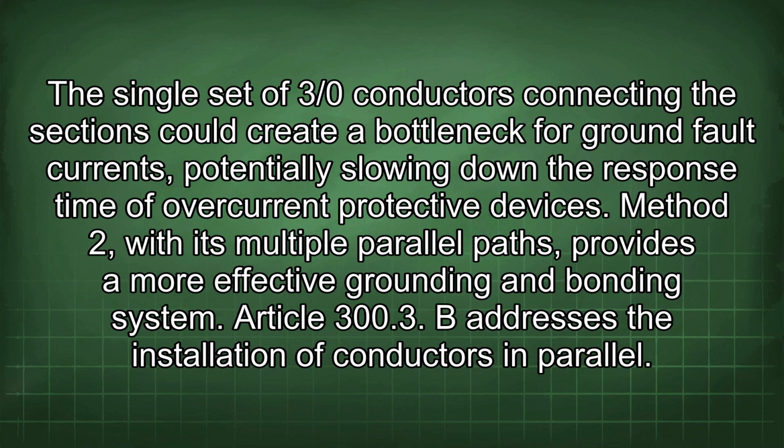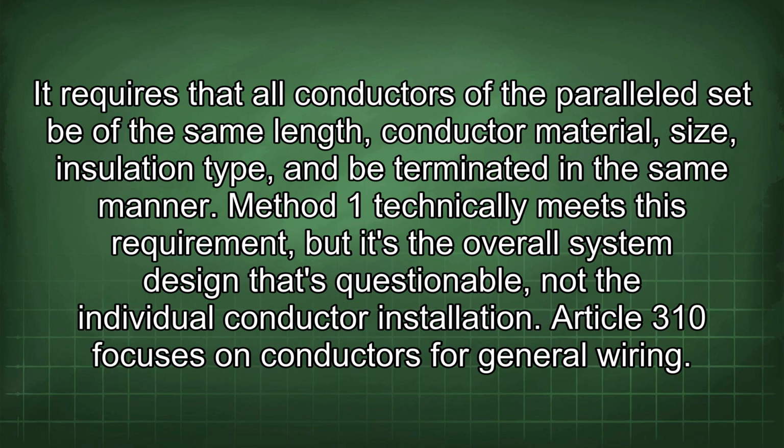Article 310.10(H) addresses the installation of conductors in parallel. It requires that all conductors of the parallel set be of the same length, conductor material, size, insulation type, and be terminated in the same manner. Method 1 technically meets this requirement, but it's the overall system design that's questionable, not the individual conductor installation.